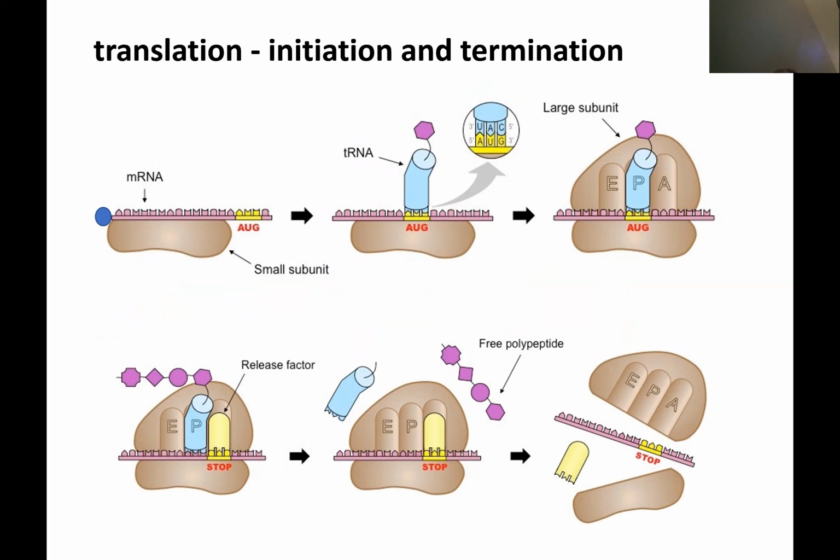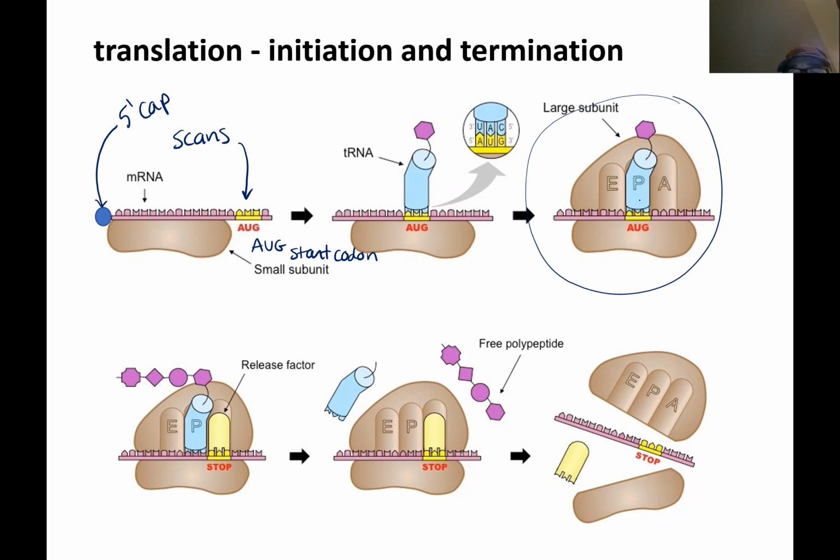Initiation and termination. What I want you to remember is that initiation starts at the 5' cap. And it scans to the AUG start codon. And once we get that AUG start codon in, then the whole ribosome assembles. We have that first methionine amino acid in the P site, and now we'll start bringing in new tRNAs with their amino acid to the A site, and the ribosome will keep moving, shifting down and reading the 5' to 3' mRNA.